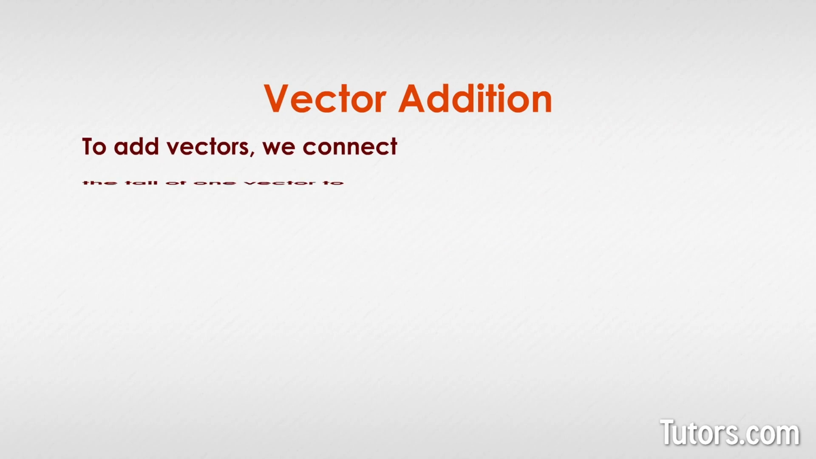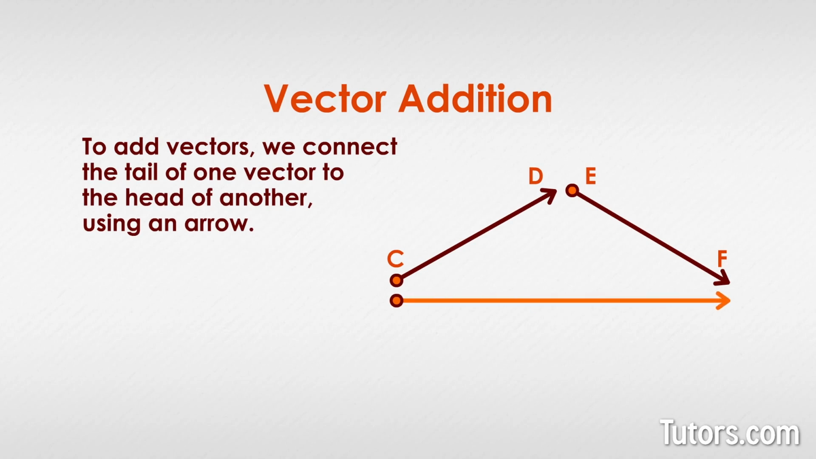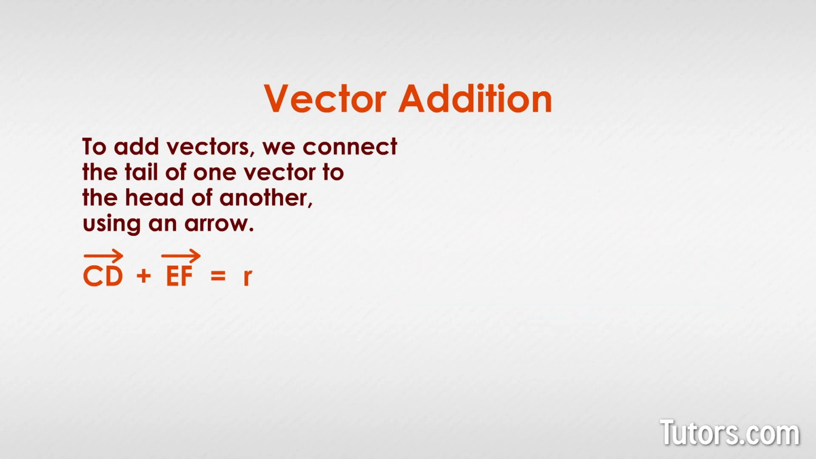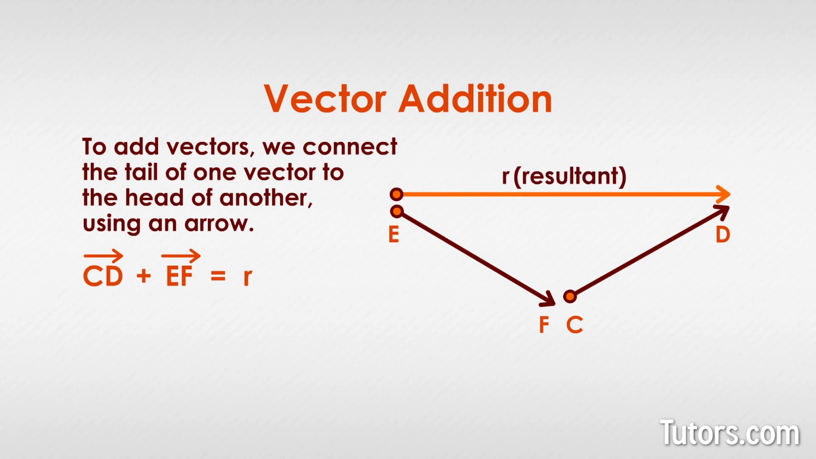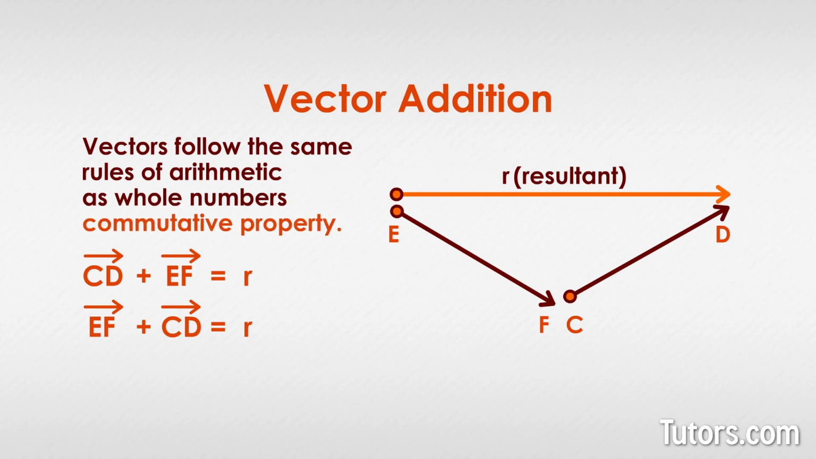To add vectors, we connect the tail of one vector to the head of another using an arrow. The direct line ray connecting the two vectors is the resultant R. We add vector CD to vector EF and get resultant R. Here's a stumper. Does this figure give the same result as the previous figure? Here we add vector EF to vector CD and still get resultant R. Vectors follow the same rules of arithmetic as whole numbers, in this case the commutative property.